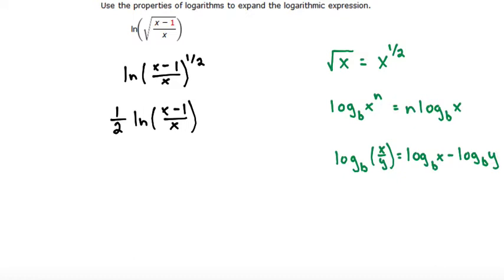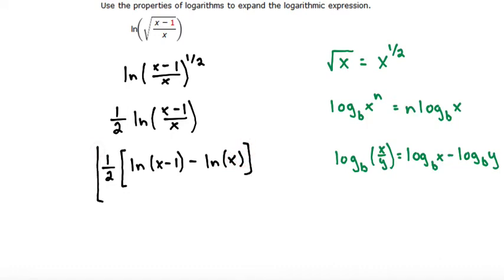So using that formula, we'll leave the 1/2 out front, and I'll use a parentheses on the outside because I'm splitting my natural log up into two. The first would be the natural log of the top, which is x minus 1, and then we subtract out the natural log of the bottom, which is x. And that would be fully expanded.